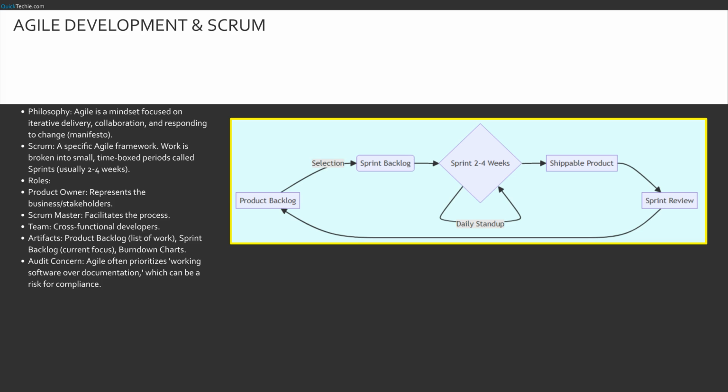This is the Scrum lifecycle. It starts on the left with the product backlog, the master list of features. We select a few for the sprint backlog. Then we enter the sprint loop, a 2 to 4 week cycle, containing the daily stand-up meetings. At the end, we output a shippable product, working software. We conduct a sprint review to learn, and the cycle feeds back into the backlog for the next round.